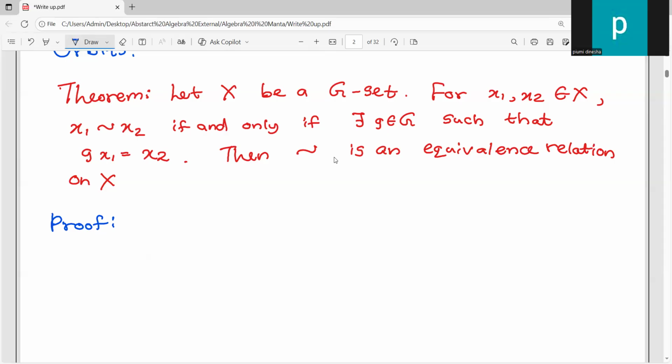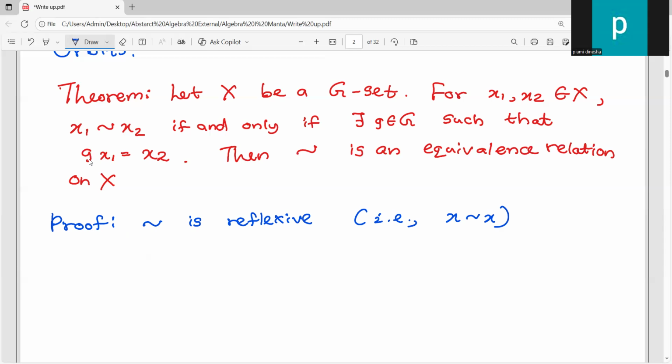Okay, first of all, we will show that this is reflexive. That is x tilde x. Now, how do we show that x is equivalent to itself? We have to give a particular g such that gx is equal to itself. You have to find some element in the group that will fix x.